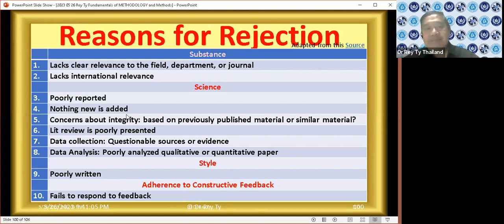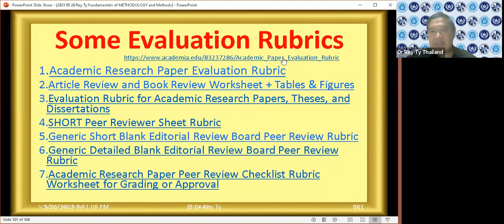And poorly written, nothing new is added, your paper is just like a paraphrase of past papers, your literature review is bad, your data collected is questionable, you poorly analyzed the paper, it's badly written, and you did not do what the reviewers told you to do, and your paper will be rejected.